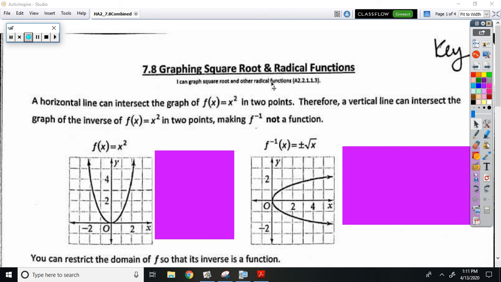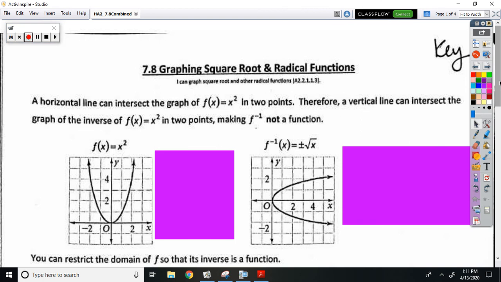All right, so in section 7.8, we're going to be looking at graphing square root and radical functions. You'll definitely want to have your graphing calculators available, or use the app that I showed you on Google Classroom that you can download through Google Chrome. That is like a graphing calculator. So in this section, we're going to first look at what we looked at in chapter 5, which were quadratics, and then their inverse, which are our radical functions.